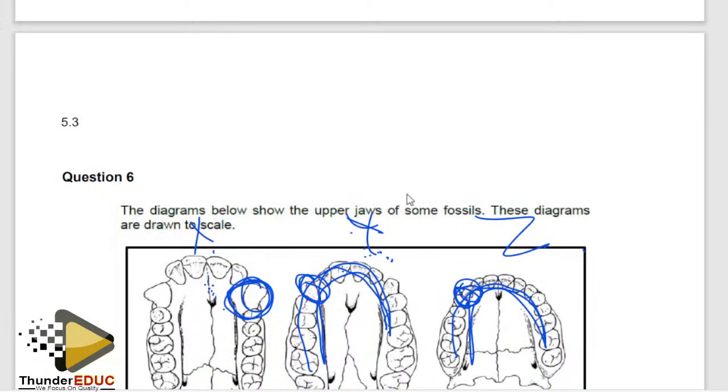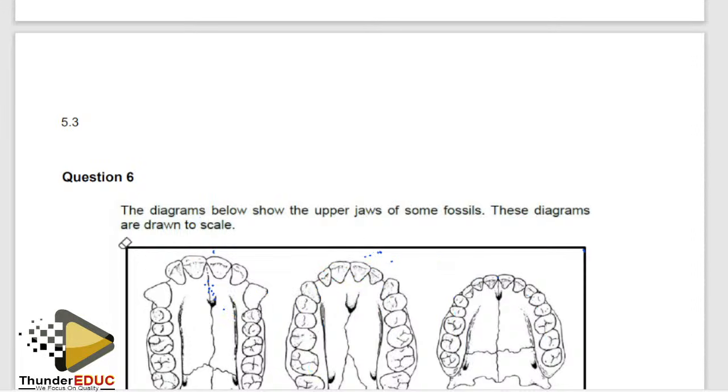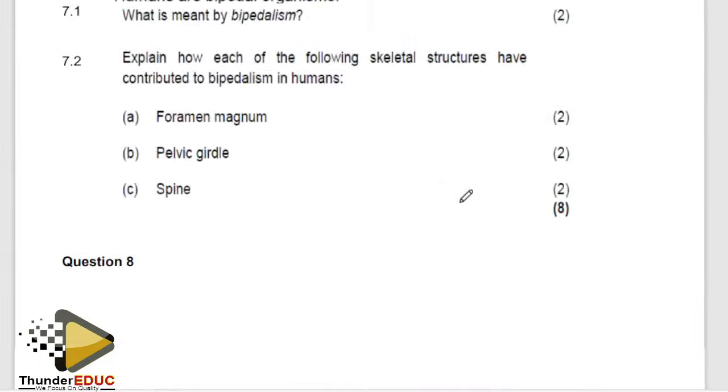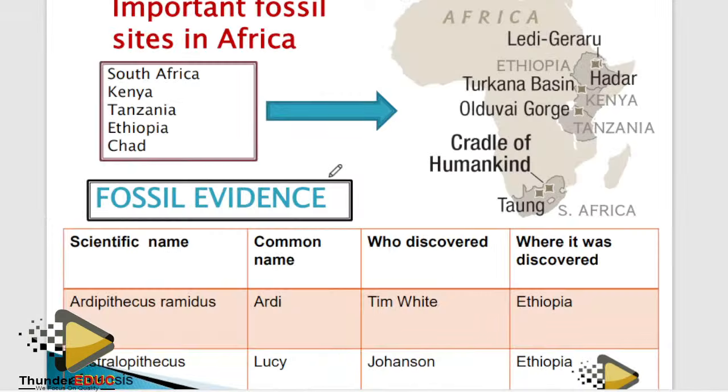When they ask you, please know how to apply. Don't just use what you know from the head. Use what you see in the diagram. Is it clear? Yes. Let's go to the fossils and then we finish them.